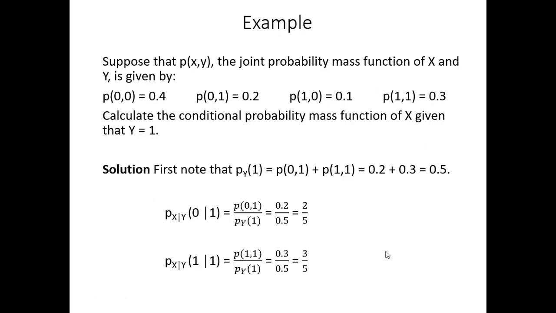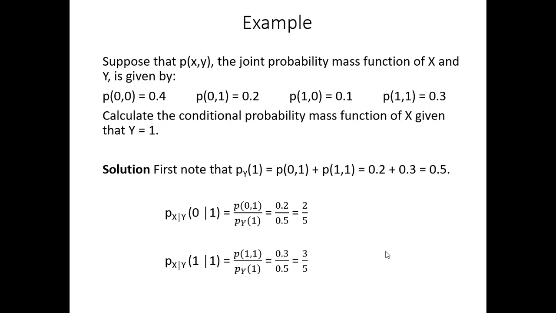So here's a nice introductory example. Suppose P of x, y is a joint probability mass function of x and y, and let's say it's given specifically by these values. Here you can see that x can take on the values 0 and 1, and y can take on the values 0 and 1. Let's calculate the conditional probability mass function of x given that y is equal to 1.